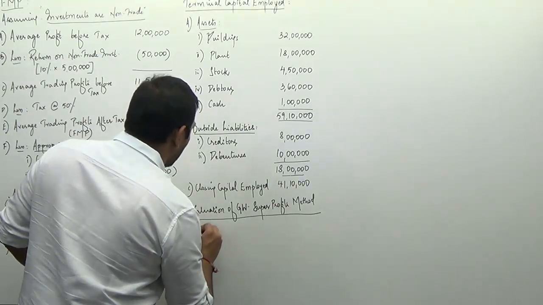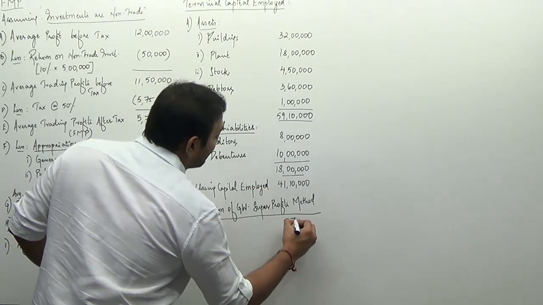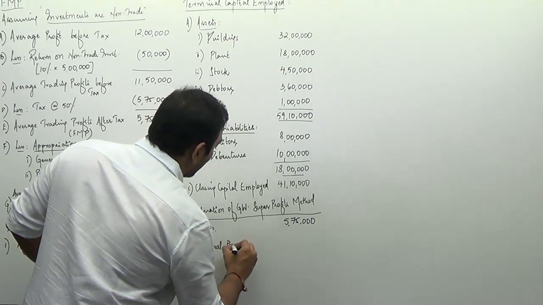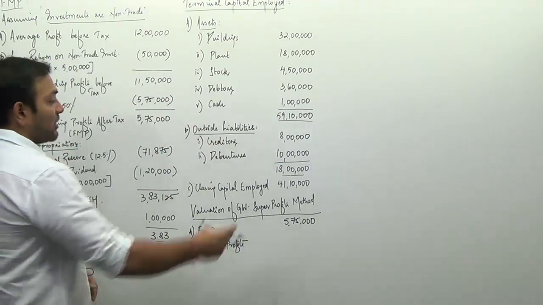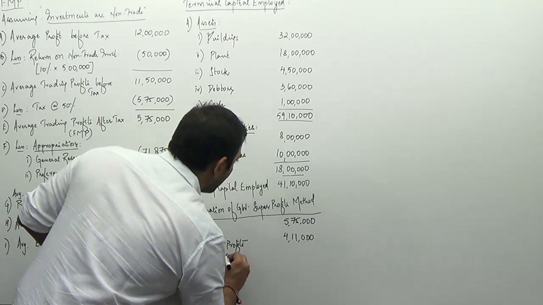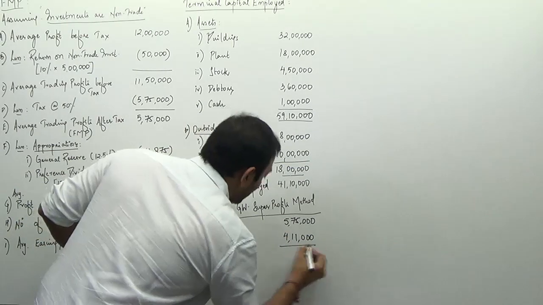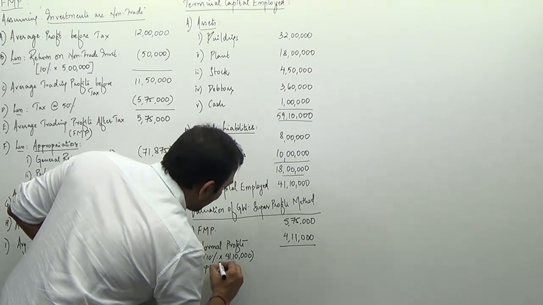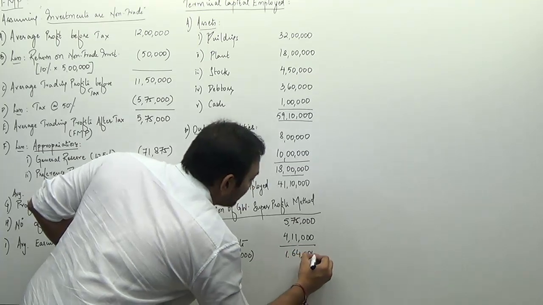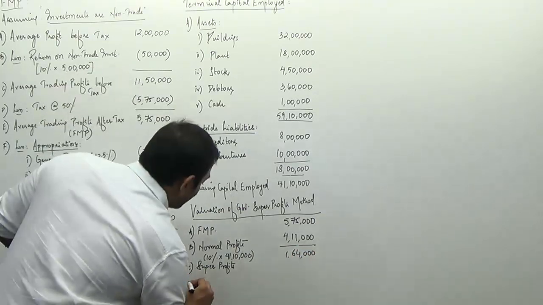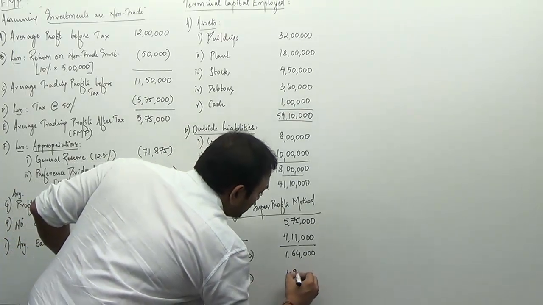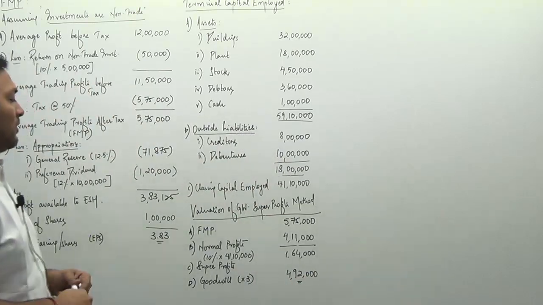So, let me start with the FMP. FMP, what we already calculated, is 5,75,000. Deduct normal profits from this, 10% of closing capital employed, 4,11,000. We can identify super profits from this, ₹1,64,000. Goodwill is 3 years purchase, ₹4,92,000 is the value of goodwill.